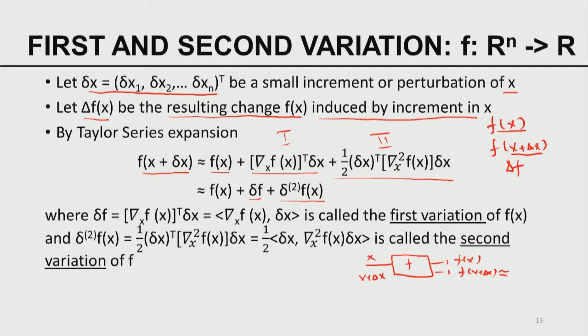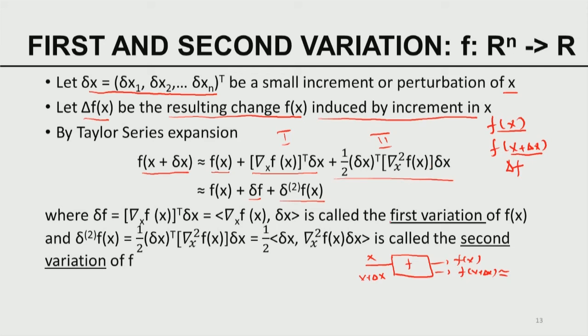Likewise, I can consider the kth variation. The larger the order of variation I add, the more accurate the value becomes. If you chop off at any level, it is only an approximation. That's why approximation symbols are important here. What is delta f? Delta f is simply the inner product of the gradient with delta x. What is the second derivative? It is a quadratic form. Delta x transpose, this looks like x transpose A x. What is this? This is the Hessian. Please remember, this is the Hessian. This is x transpose A x. So that's called the second variation term.